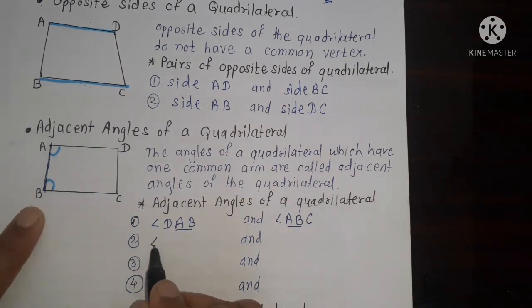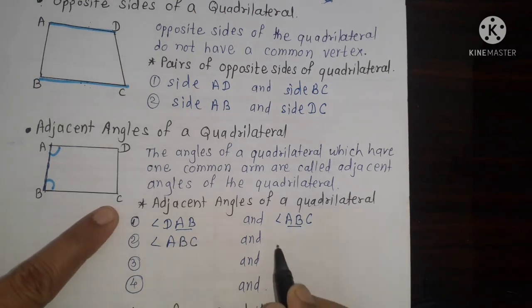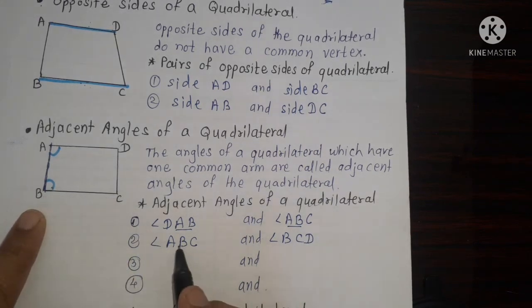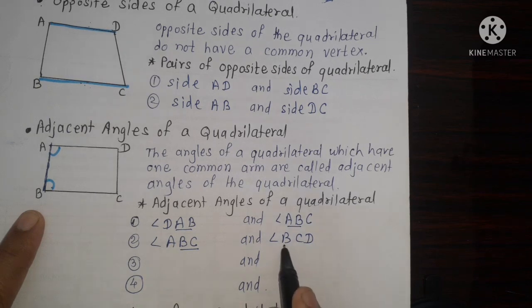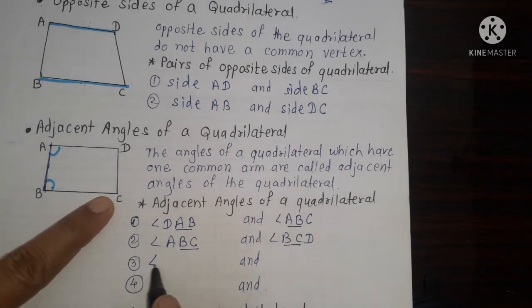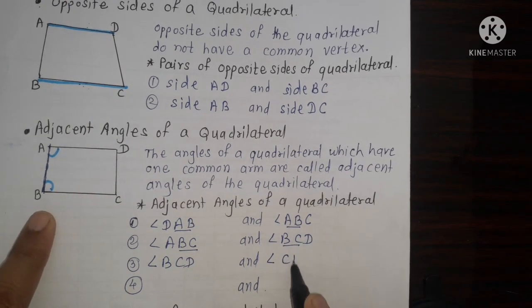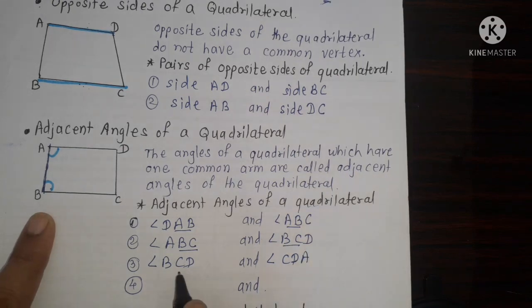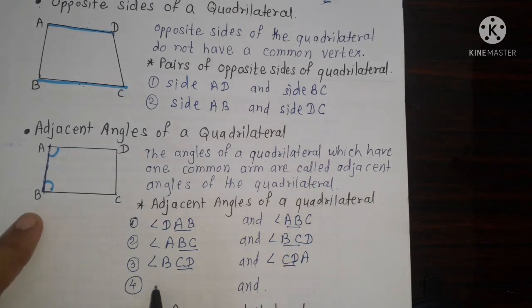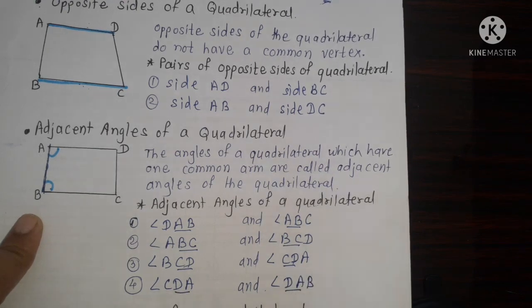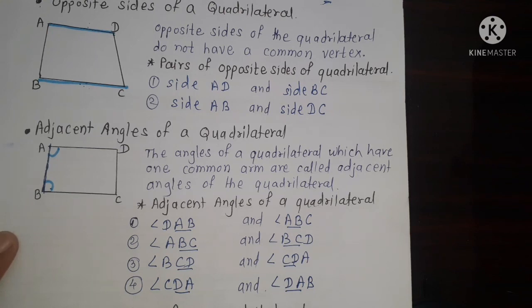Second pair, angle ABC and angle BCD. Their common arm is BC. Third pair, angle BCD and angle CDA, and their common arm is CD. Fourth pair is angle CDA and angle DAB. Their common arm is DA. In adjacent angles, they have one common arm.